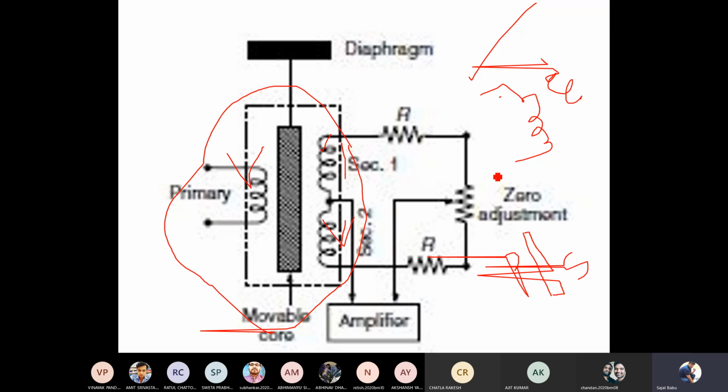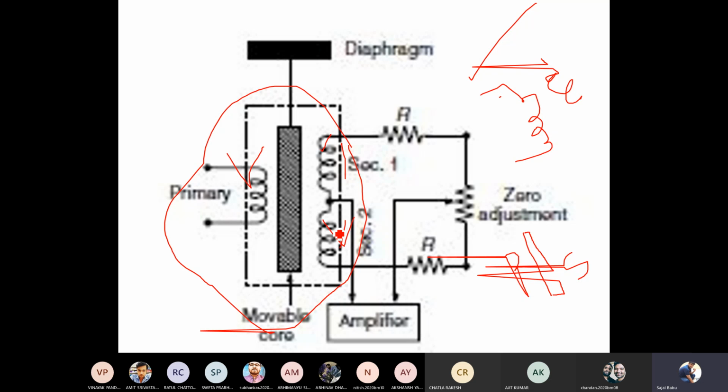So the only difference in the differential transformer is the secondary voltage that you get at the output. The voltage that you get here will be the difference of the EMF induced in the first part of your secondary winding and the EMF induced in the second part of your secondary winding.